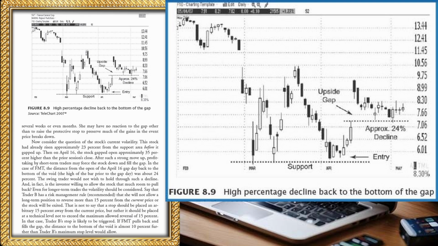Now consider the question of the stock's current volatility. The stock had already risen approximately 23% from the support area before it gapped up. Then on April 16th, the stock gapped open approximately 35% higher than the prior session's close. After such a strong move up, profit-taking by short-term traders may force the stock down and fill the gap. In the case of FMT, the distance from the open of the April 16th gap day back to the bottom of the void, the high of the bar prior to the gap day, was about 24%.